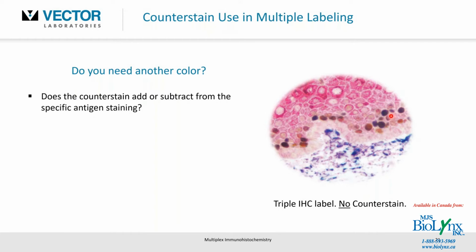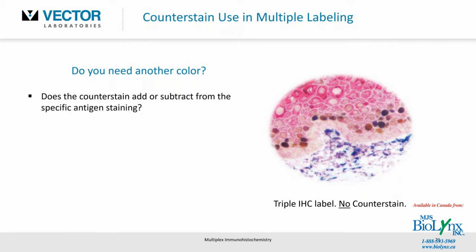I think it's looking at Ki67 here. This, I think, was a cytokeratin, and I can't remember exactly what this is. Might have been CD34 or something. But nonetheless, on here, these are the 3 substrates. It's a triple label. And the question I posed here is, do you need another color? What that really means is, do you need to introduce a counterstain in here and put a 4th color in place? And again, a further question is, does the counterstain add or indeed subtract or have a negative impact on your specific antigen staining?